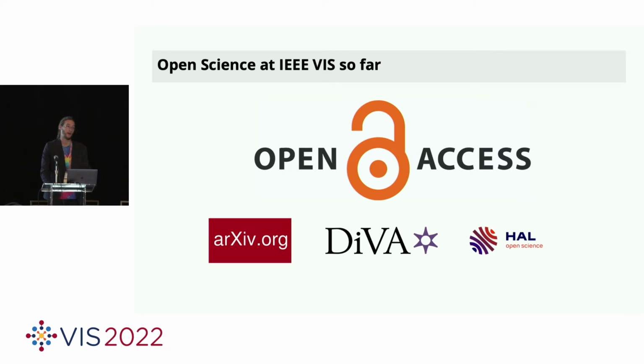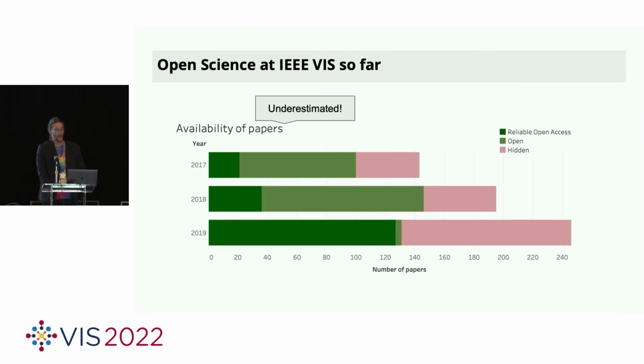So far when we talked about open science at Vis, we mostly thought of open access. So that is, submitting your preprints to archiving websites like Archive, Diva, HAL, and any other site of the like. And it's not just the Vis community, right? This is science overall. When you talk about open science in any scientific community, most of the things that people think about is open access. And we've been doing pretty good in terms of open access, right?